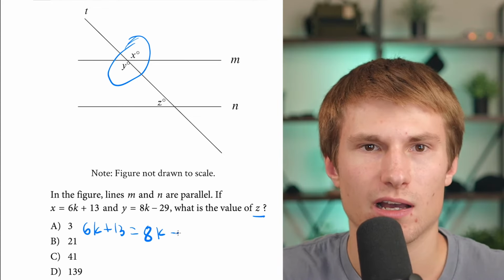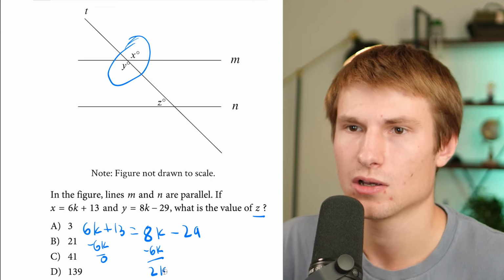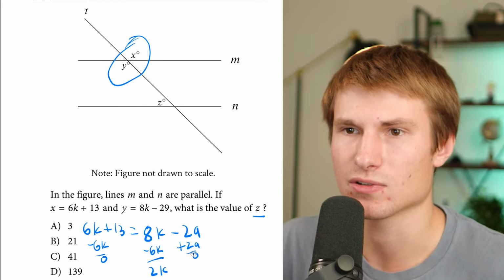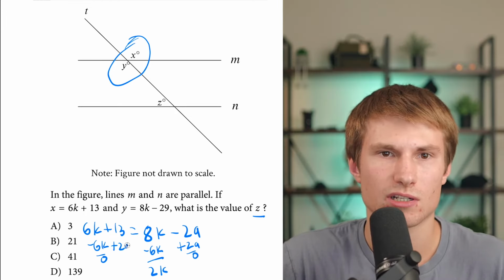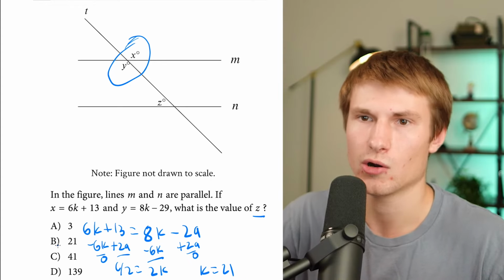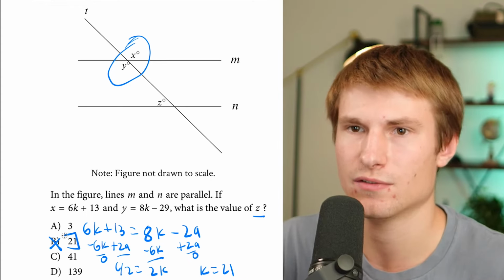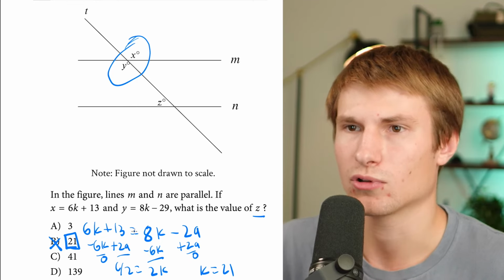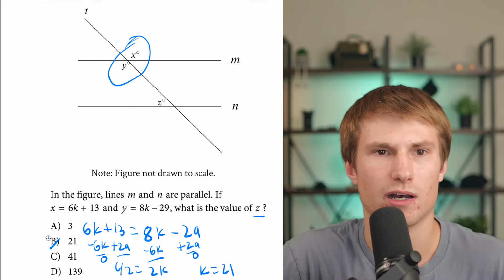When we do that, I'm always going to try to keep the coefficient in front of my variables positive. Therefore, I'll subtract 6k, so I have that positive coefficient of 2. So now I've got 2k. I'll add 29 to both sides. 13 plus 29 will leave me with 42 is equal to 2k. Divide both sides by 2. That's going to give us k is equal to 21. That's not our answer, though, because we need the value of z. Always pay attention to what you're asked to answer with, because if you don't, you're going to get that wrong. We're looking for the value of z, so let's solve for that.